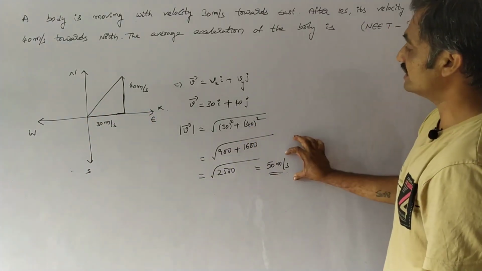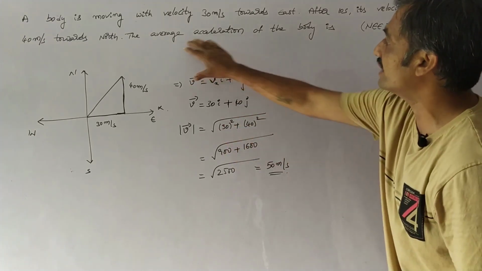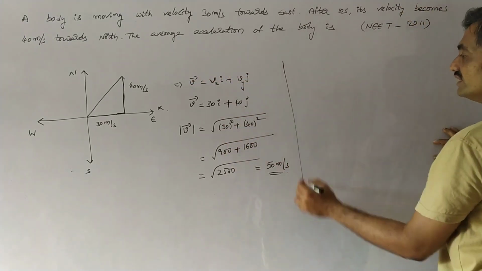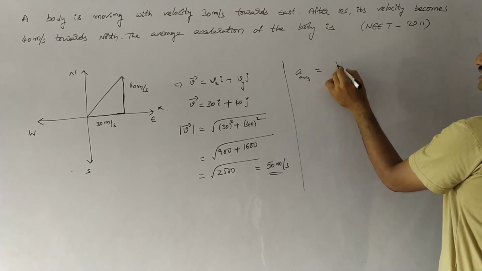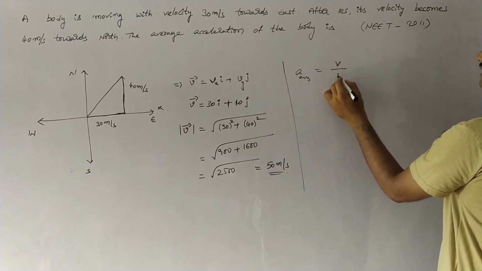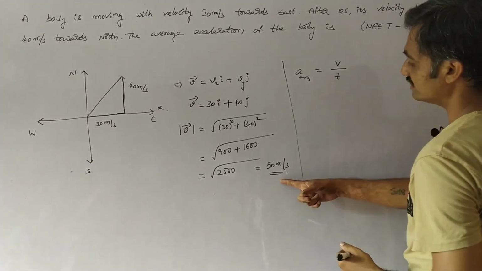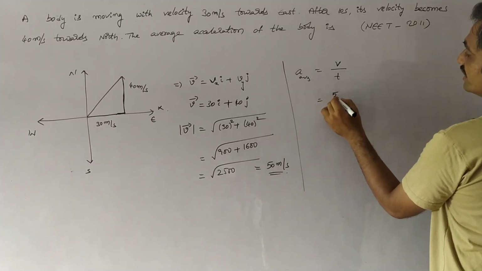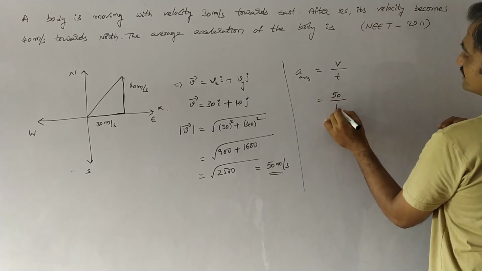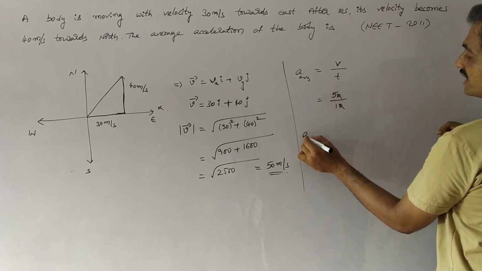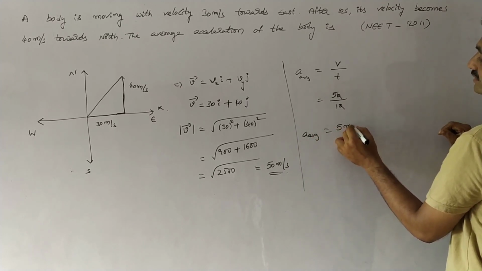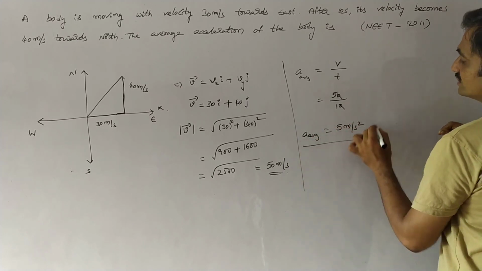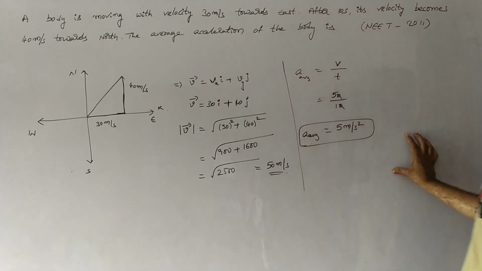Based on this resultant velocity's magnitude, now we have to find average acceleration, where we know that average acceleration is equal to change in velocity per time. So from this, here the velocity is 50 by time is 10 seconds. So here 0 gets cancelled. So the average acceleration is 5 meter per second square. So take a screenshot. We will continue with the next problem.